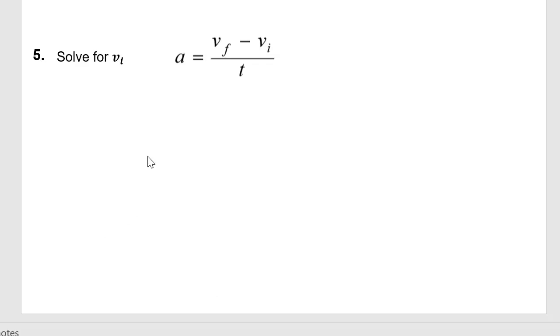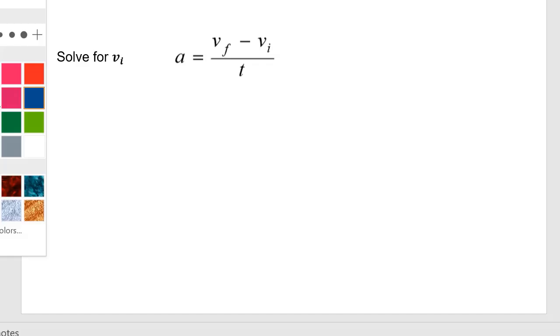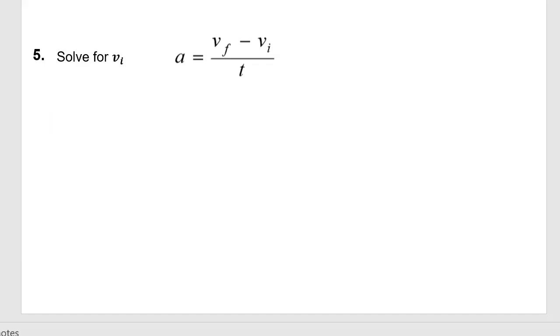Same equation again. This time we're solving for VI, so it's going to be similar to the last one. VI is on top, but it's kind of like a negative VI here. So just like last time, we're going to multiply both sides by t, the first step to get rid of this fraction. Then we have t times a, or TA, equals VF minus VI.